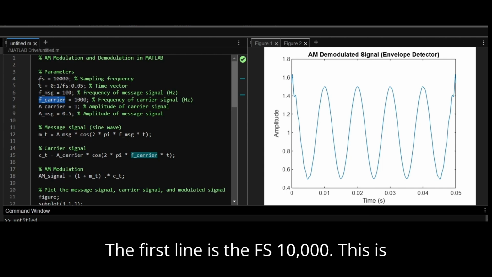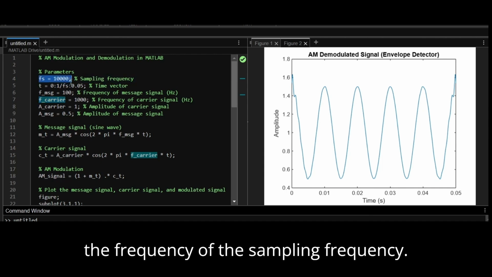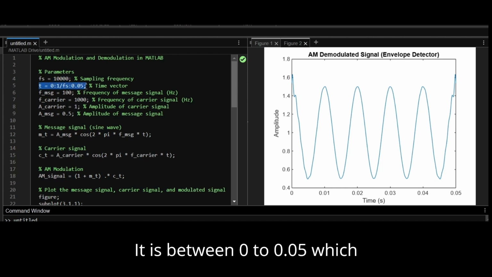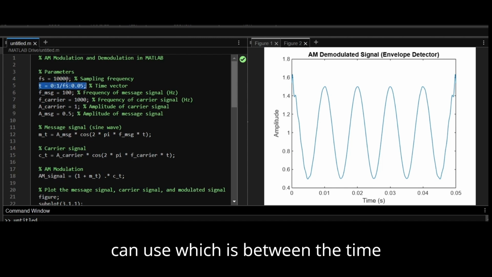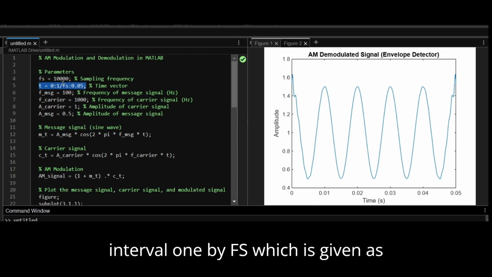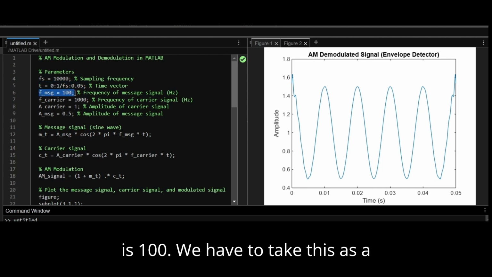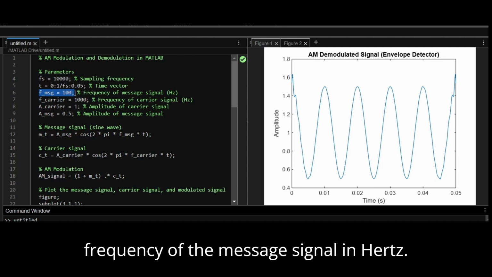The first line is the Fs, 10,000. This is the sampling frequency. The second one is the time interval. It is between 0 to 0.05, with the step 1 by Fs, where Fs is given as 10,000. The third line is the F_ms, which is 100. We have to take it as the frequency of the message signal in hertz.